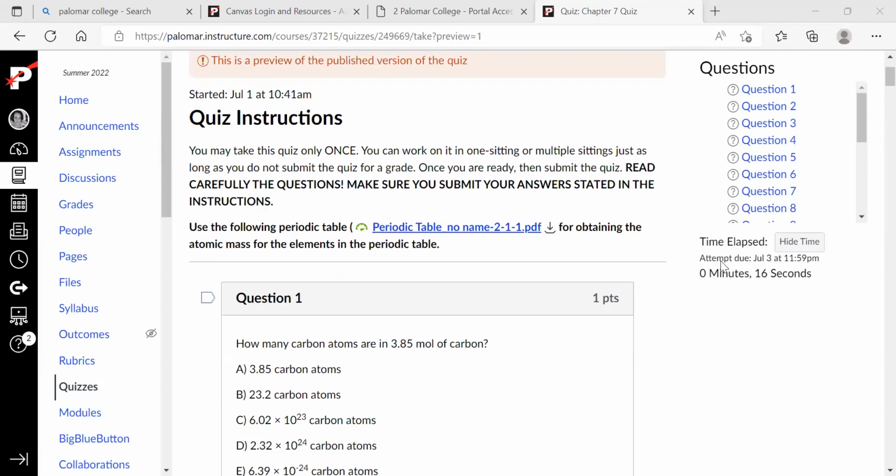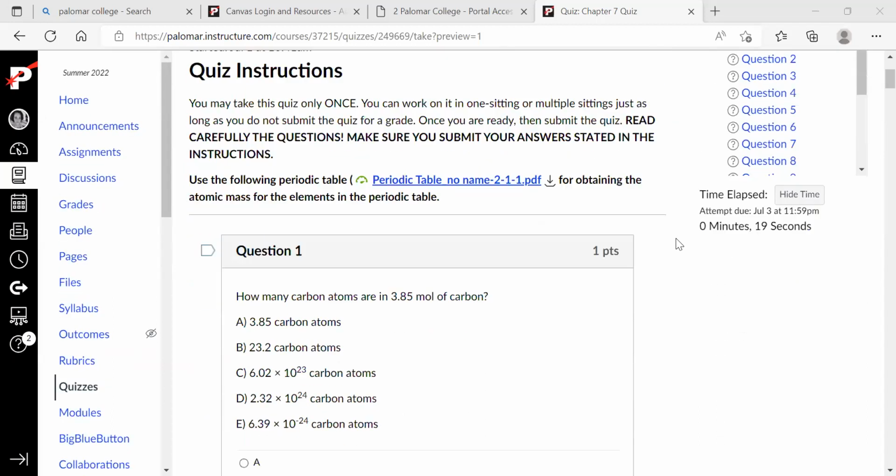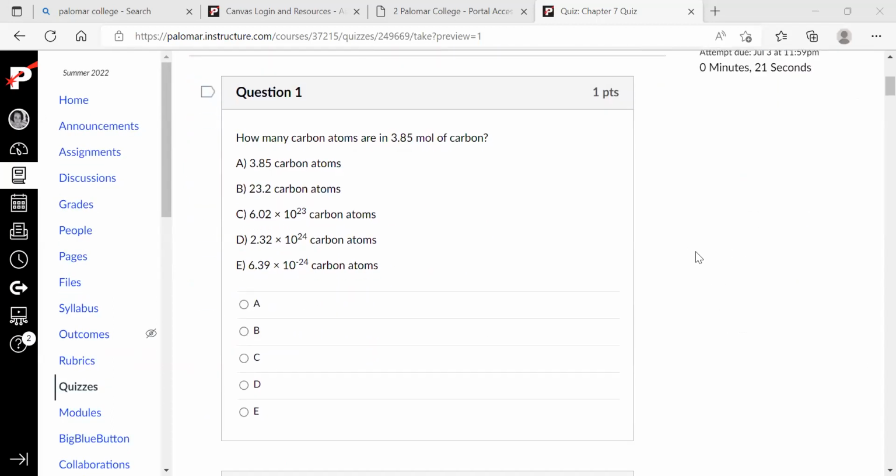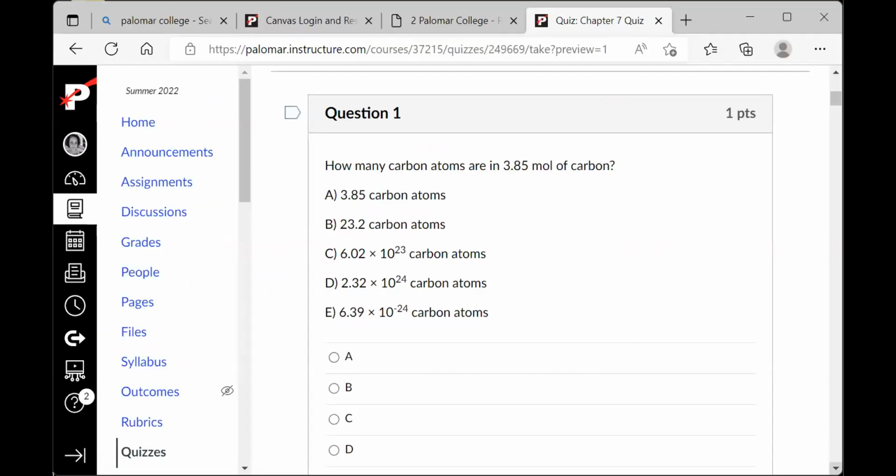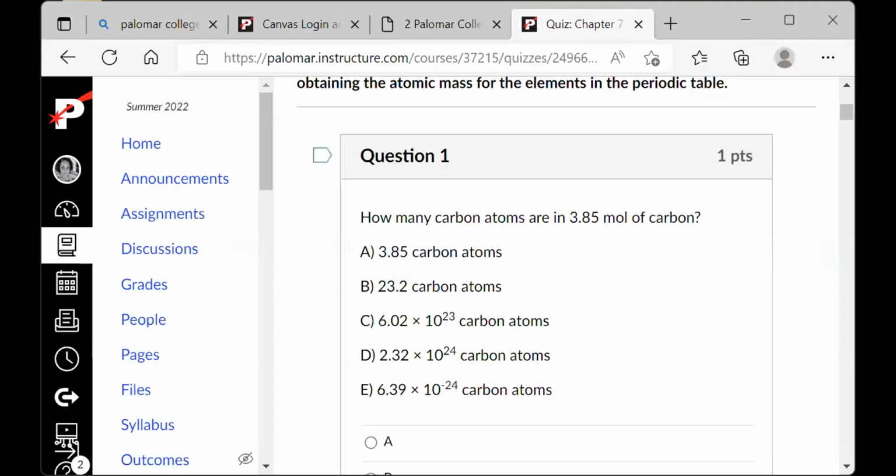Okay, so this is the chapter 7 quiz, for those of you that still have to do it. Look at the first question: how many carbon atoms are in 3.85 moles of carbon? What is going to be our conversion factor? We are given moles. We need to find atoms.